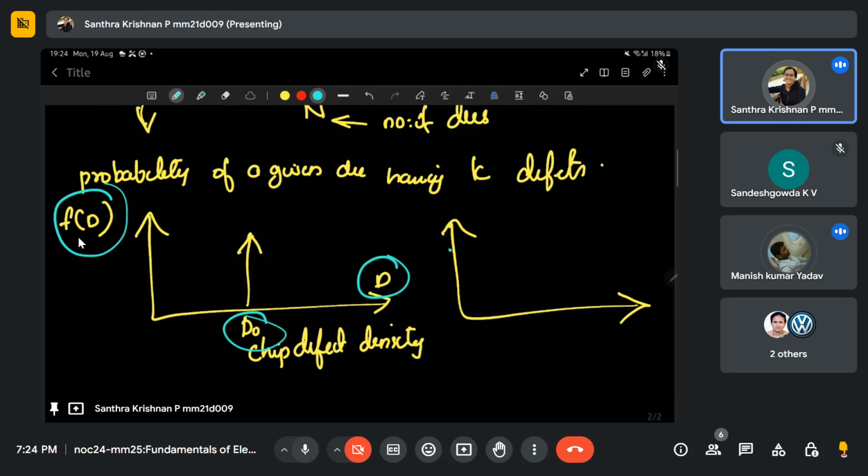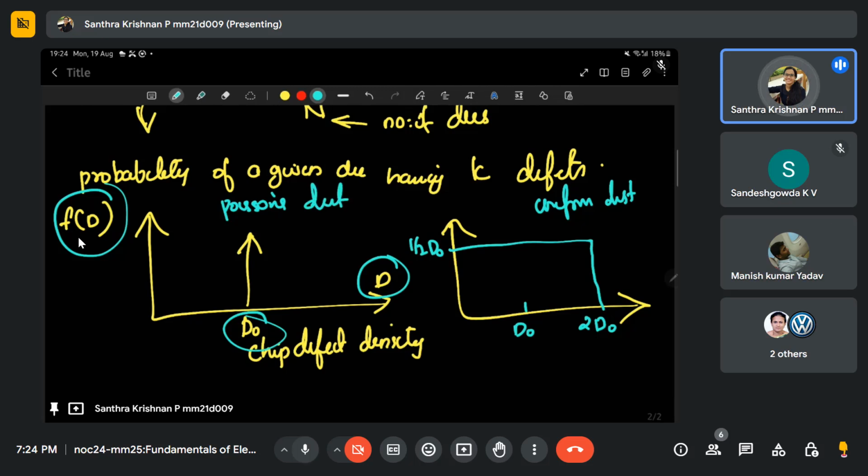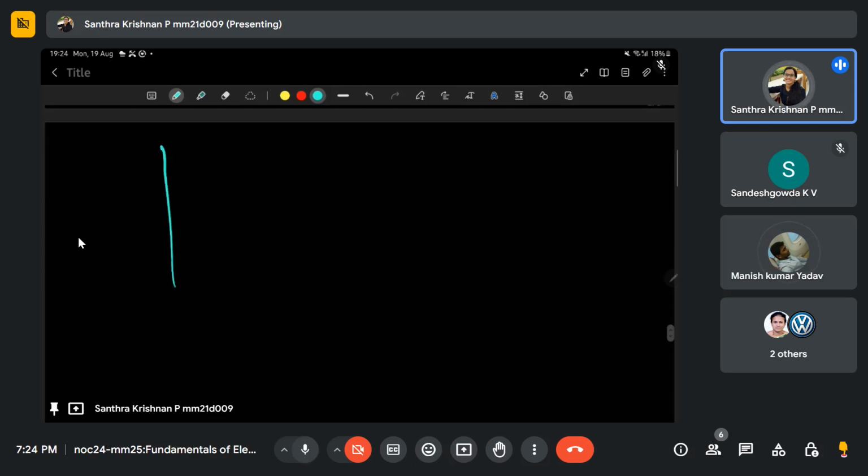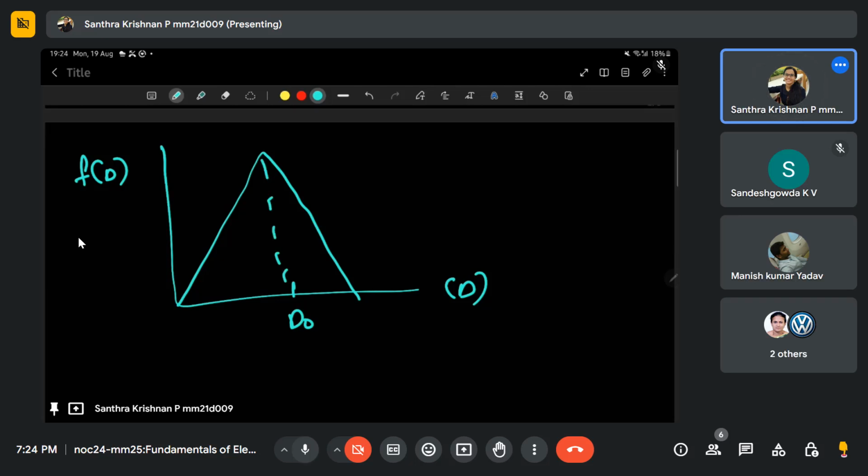So in uniform distribution, this will be the case. Suppose this is D0, it will be such that this is 2 times D0 and this is half of D0. So this is the uniform distribution, and this is Poisson's distribution. In triangular, the curve would look like this: suppose this is f of d and this is d, and somewhere you have d0. The center of the triangle will be d0, and the height of the triangle will be 1 by d0. This is the triangular model.